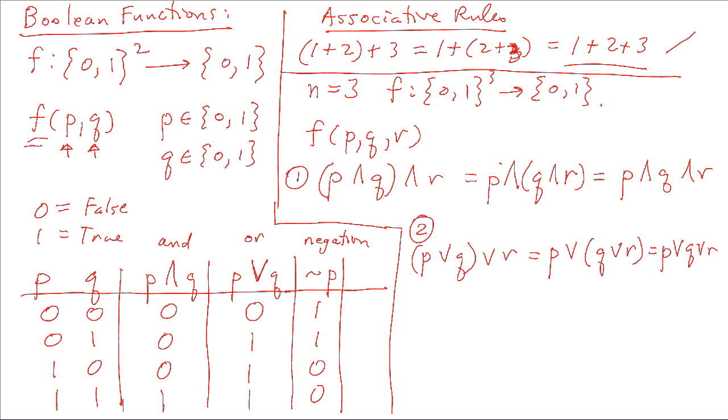And I hope those are intuitively fairly clear, and we can prove them using truth tables by making a truth table for the left-hand side and another truth table for the right-hand side, and just showing that they're the same. The other one is the distributive law.